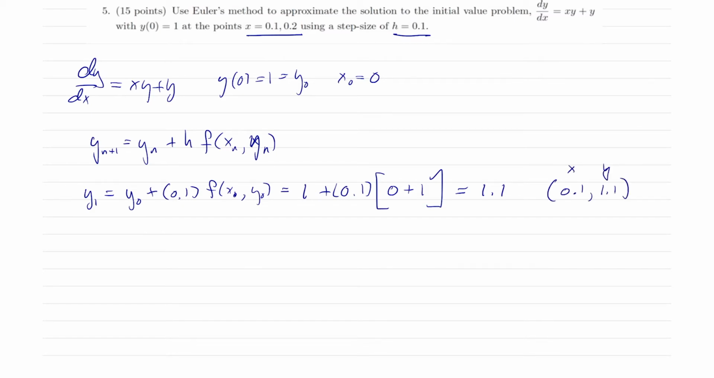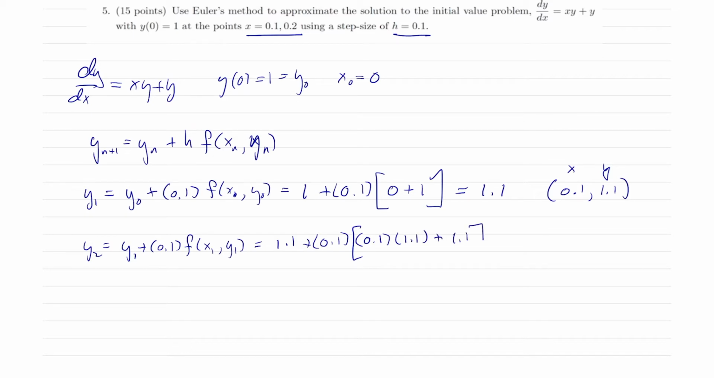So x and y. This is my first estimate. My second estimate is y sub 2, which is going to be y sub 1 plus 0.1 times f of x1, y1. And this is going to be 1.1 plus 0.1 times, now we have 0.1 for x, and y is now 1.1 plus 1.1.